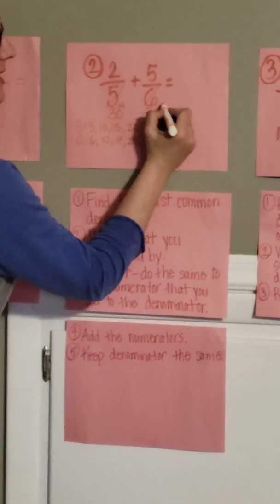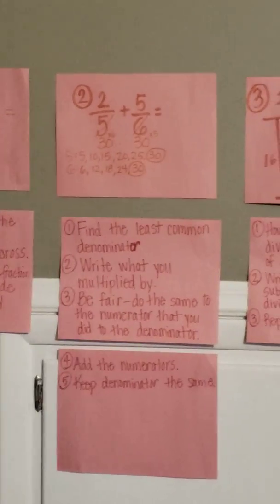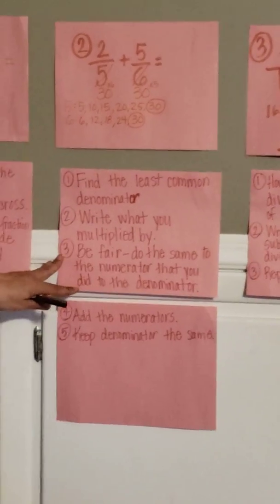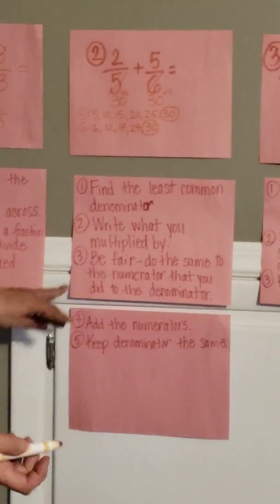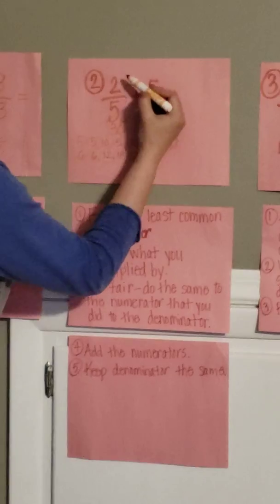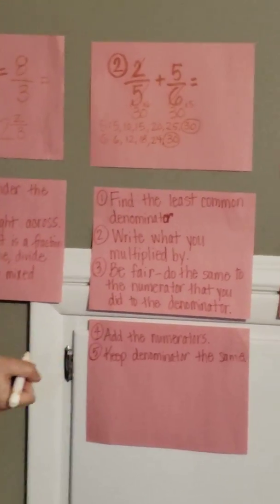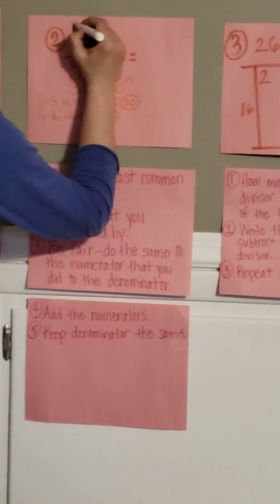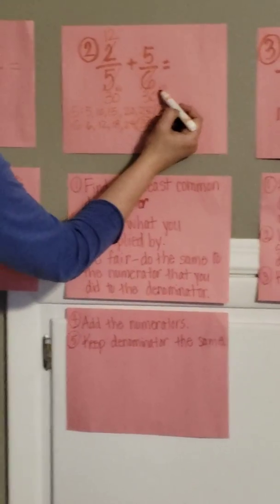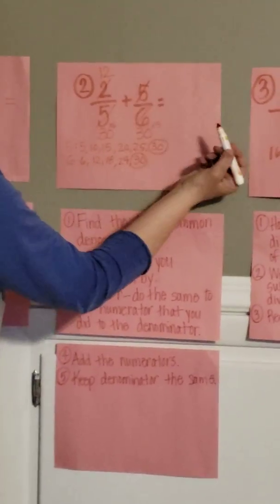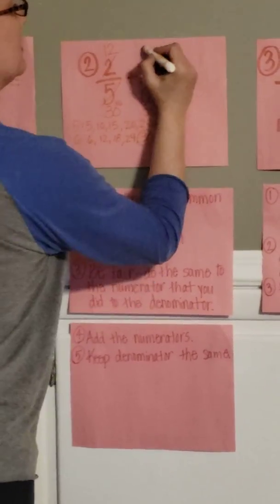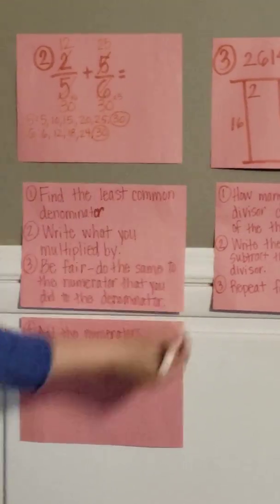I multiplied 6 by 5 to get 30. Next, you need to be fair. Whatever you do to the bottom, you have to do to the top. I multiplied this by 6, so I'm multiplying 2 times 6, and I get 12. I multiplied this by 5, so I need to multiply this numerator by 5. 5 times 5 is 25.